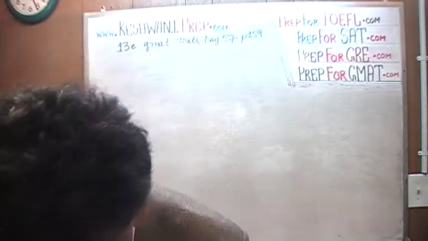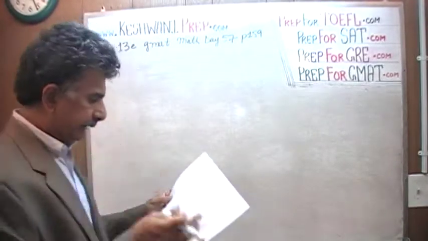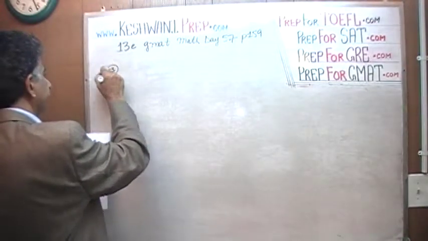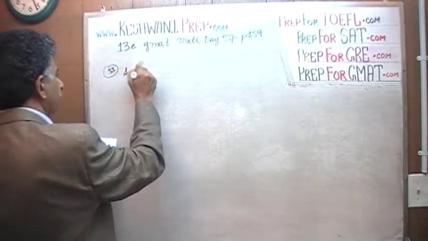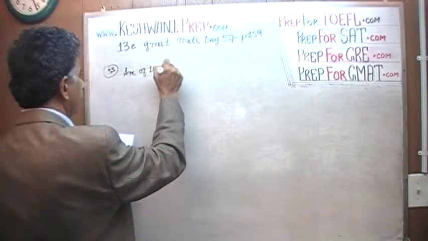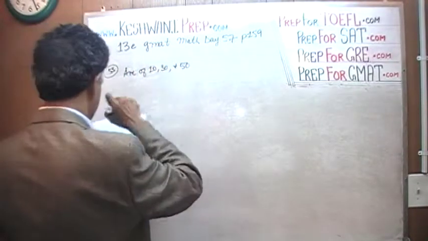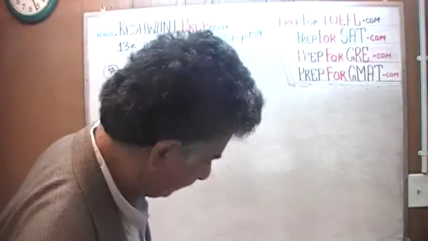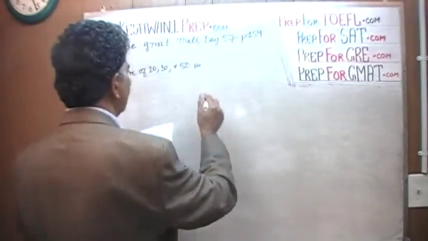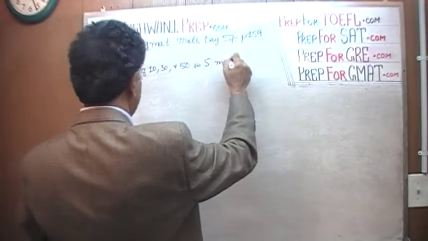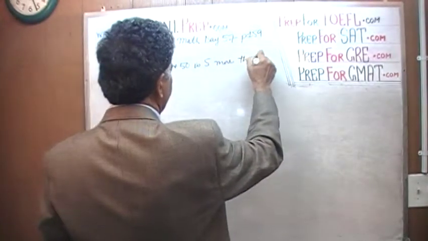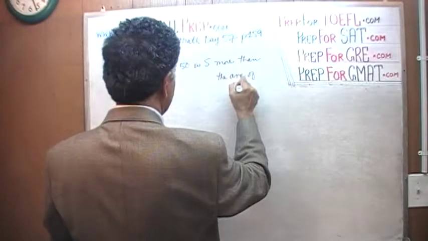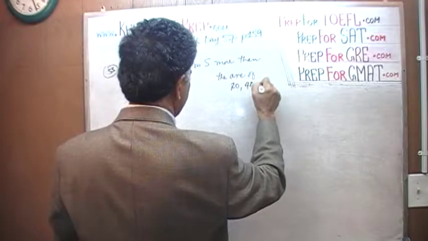In number 53 they tell us that the average of 10, 30 and 50 is 5 more than the average of 20, 40 and X.